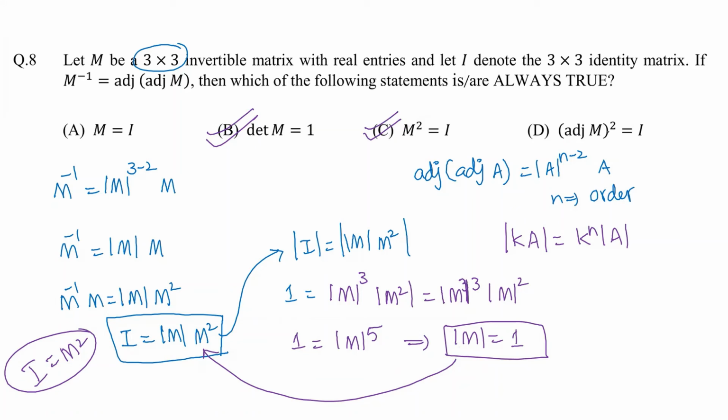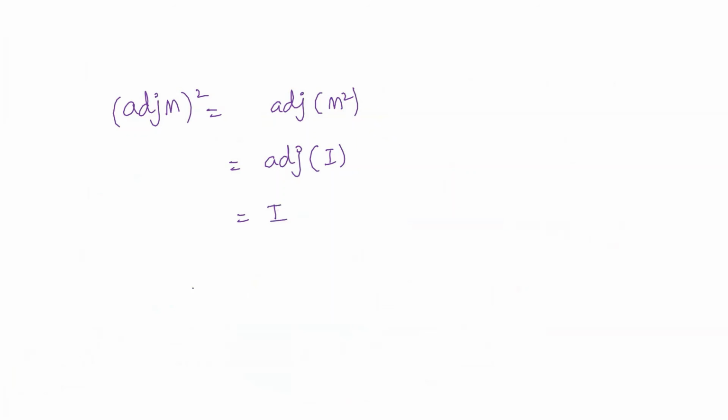Now, whatever the adjoint of M whole square. To find out that one, we are going to go for another very basic property of the adjoint matrix. Let's see. We need to get adjoint of M whole square, which can be simply written as adjoint of M square. So this is also another property of the adjoint matrix. But now we have already proved that M square is going to be an identity matrix, and we know adjoint of identity matrix is going to be equal to I. So which ultimately says adjoint of M whole square is also going to be equal to I. So that means option D is also going to be correct for this question.